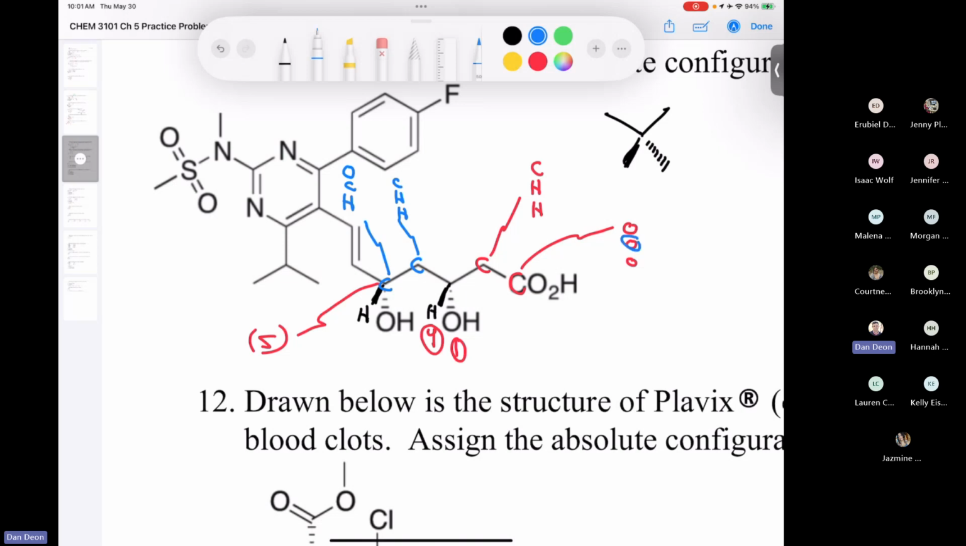And so the tiebreaker is right here. That means this carbon is going to be 2. This one will be 3. We go from 1 to 2 to 3, which is counterclockwise. We reverse it. And so this would be an R stereocenter. So the stereocenter on the left is S. The one on the right is R.